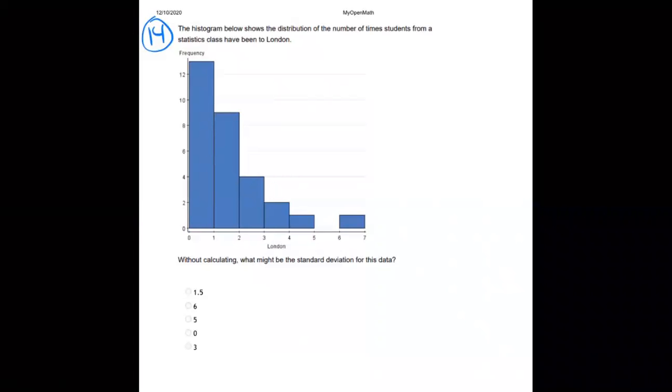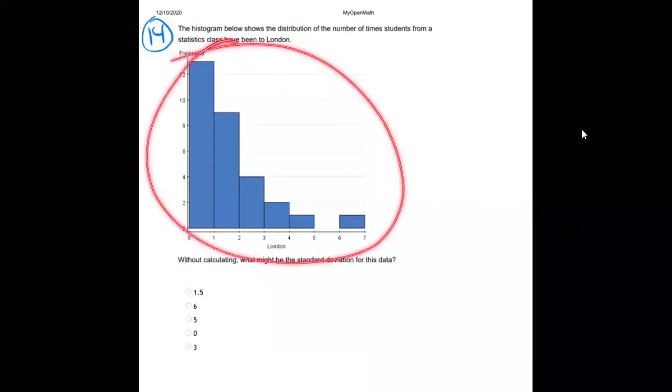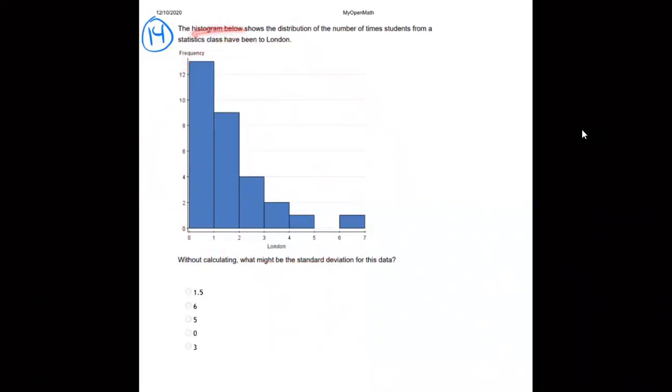Okay, so on this question, we have a bar graph, a histogram, the same thing. And it's basically how many times you've been to London. How many times you've been to London?